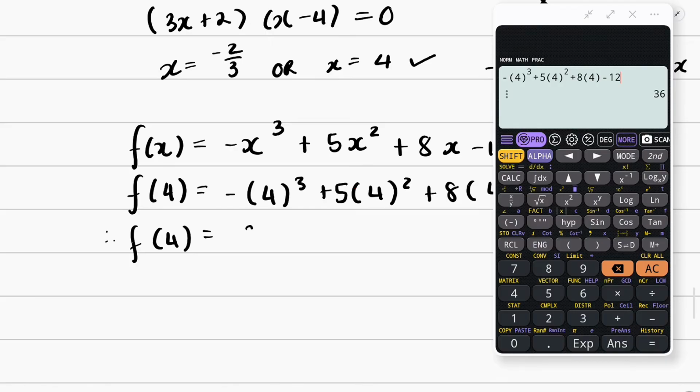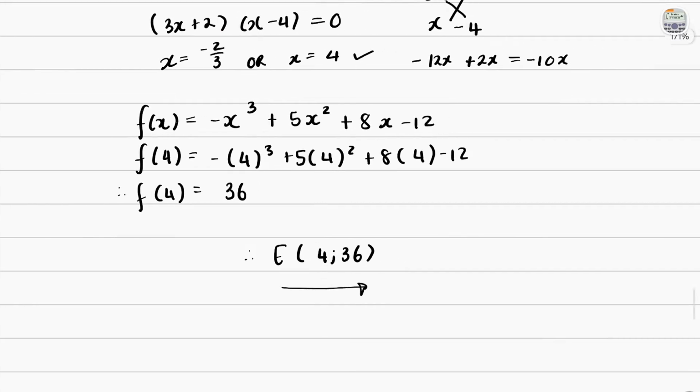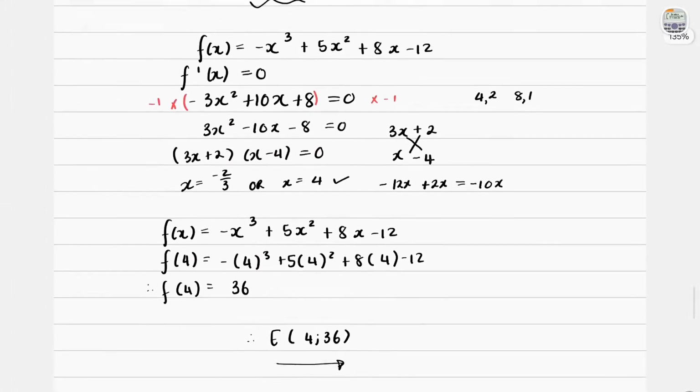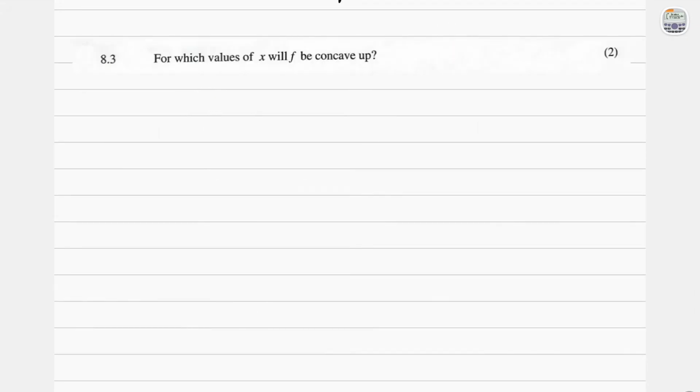And so that is 36. Okay, so we know that this is 36 now. Therefore, it means that the coordinates of E are 4 and 36. And that is our answer. You can also fill it in your diagram. Moving on to the next question. Question 8.3 says, for which values of x will f be concave up?